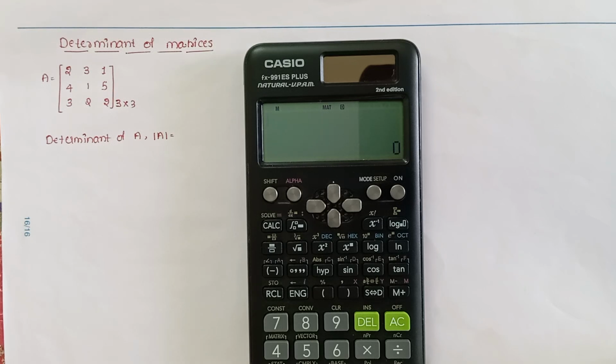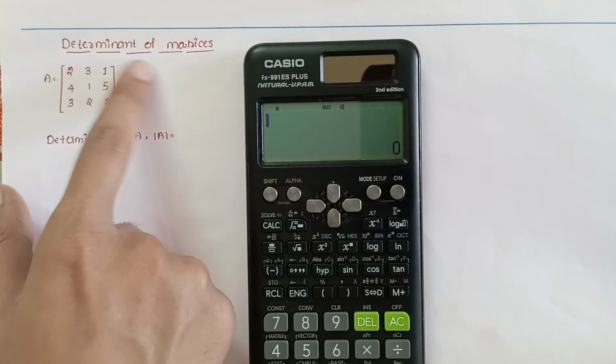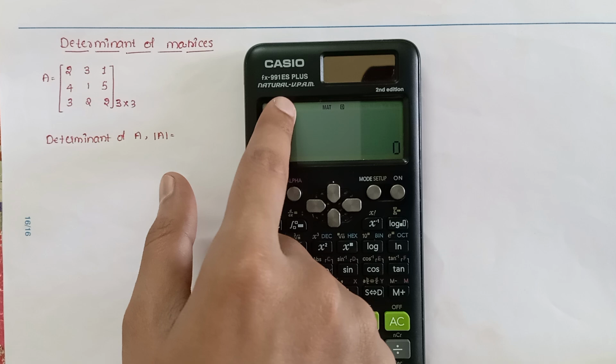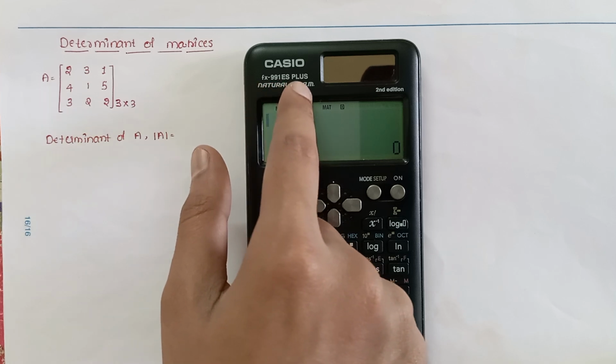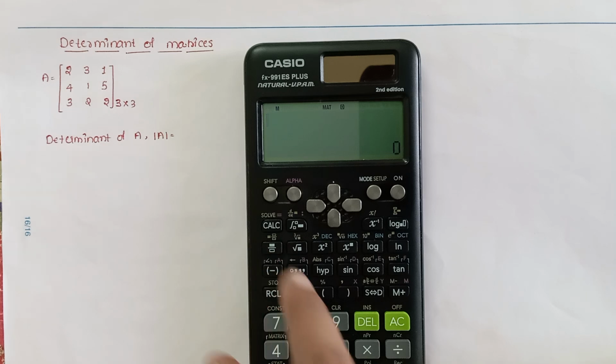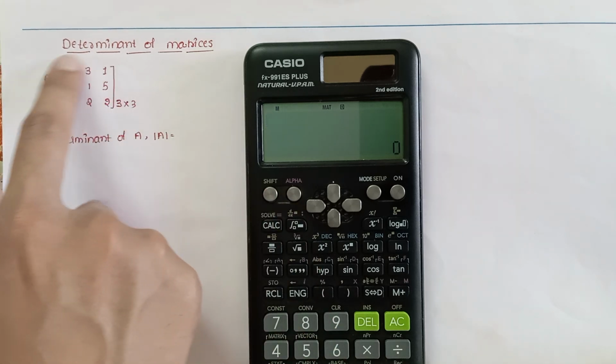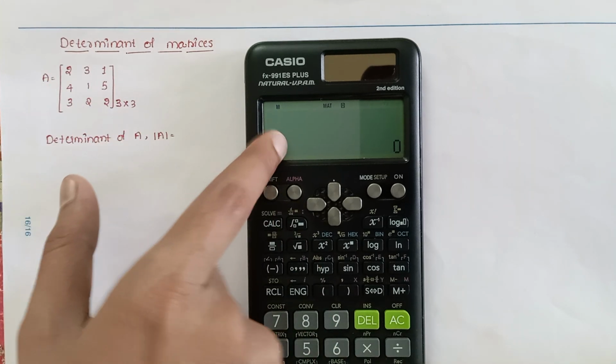In this video, we will discuss how to find the determinant of a matrix in a scientific calculator. Calculator name is FX991ES plus second edition. So to find the determinant, first we have to give the input values to the calculator.